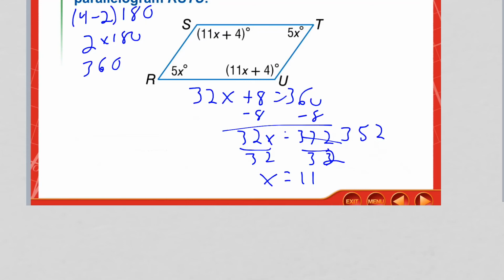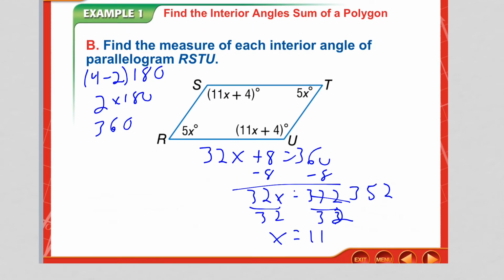So now this problem did ask the measure of each interior angle. So we do need to take that 11 and plug it back in. So this 5x, remember 5 times 11, is going to give me 55. So 2 of them are 55. And then when I take 11 times 11, I get 121. Plus 4 would give me 125. So then the other 2 would be 125.